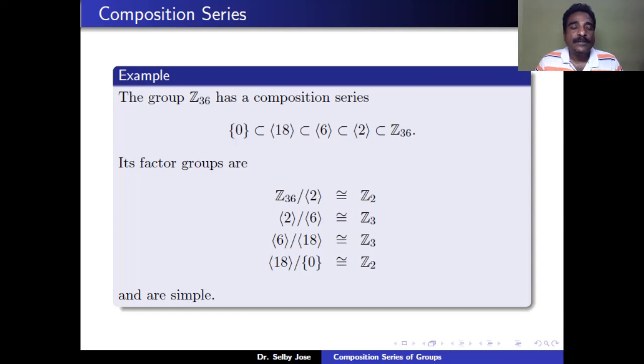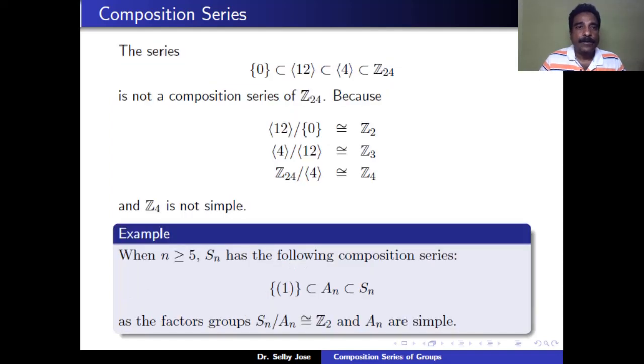So the series 0 contained in the cyclic subgroup generated by 18, contained in the cyclic subgroup generated by 6, which is contained in the cyclic subgroup generated by 2, which is contained in Z36, is a composition series. In fact this one is a normal series, so it is a subnormal series. That means each Gi is contained in Gi plus 1 and Gi is normal in Gi plus 1 and Gi plus 1 mod Gi is a simple group. So this is a composition series.